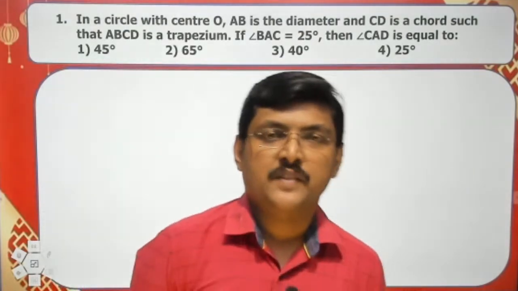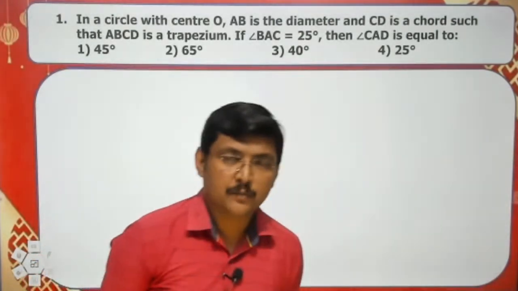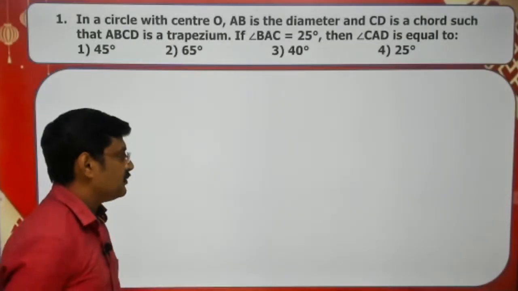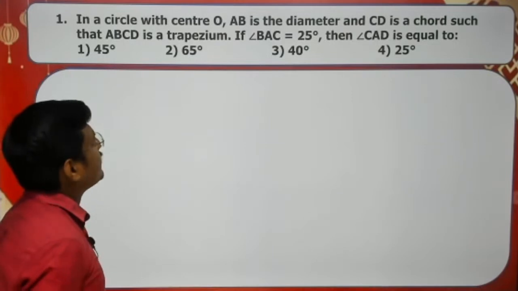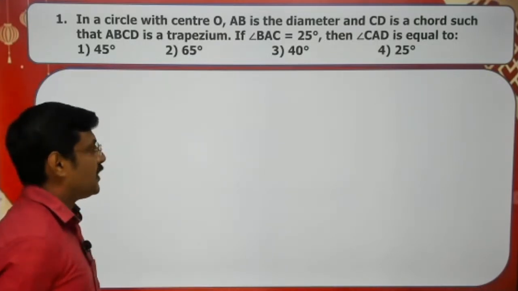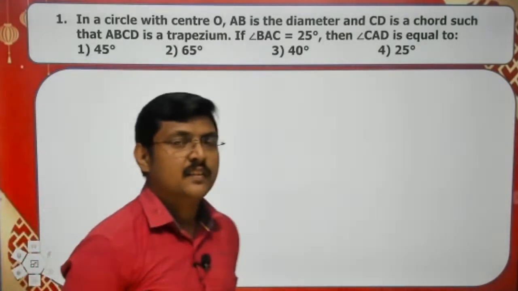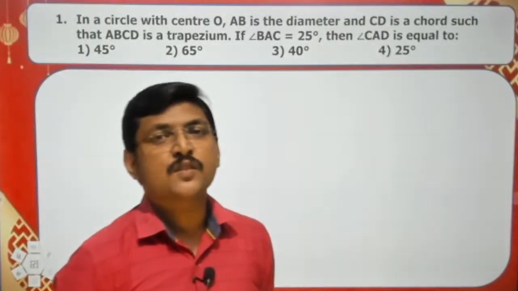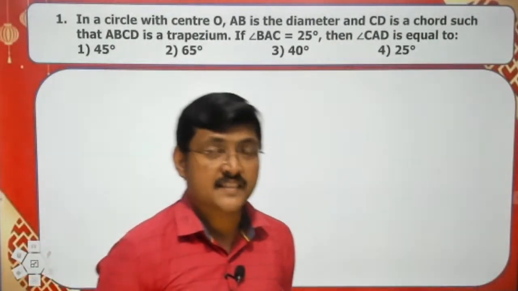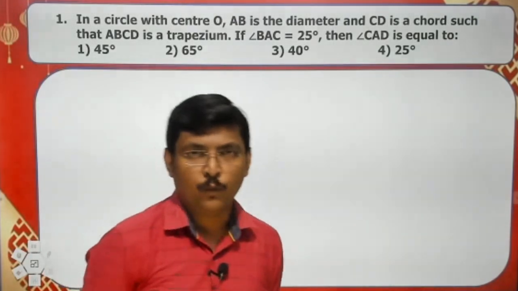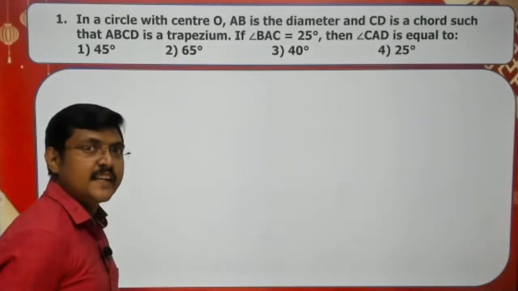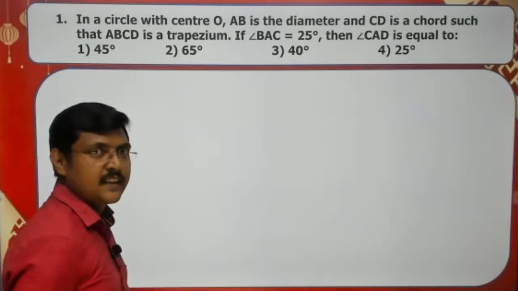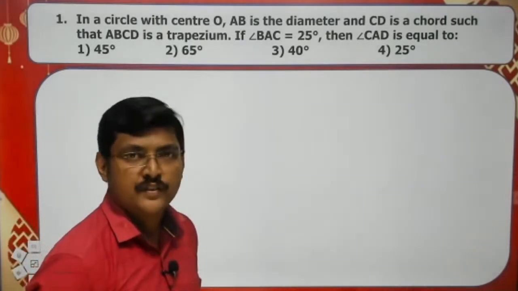So I am explaining this question. Listen carefully. I am not wasting the time. Here, in a circle with the center O, AB is the diameter. That means that line is a chord actually. The largest chord of a circle is what we call a diameter. It passes through the center, right? And CD is a chord. Another chord is there, other than the diameter. Diameter is also a chord. It is the largest chord of a circle.